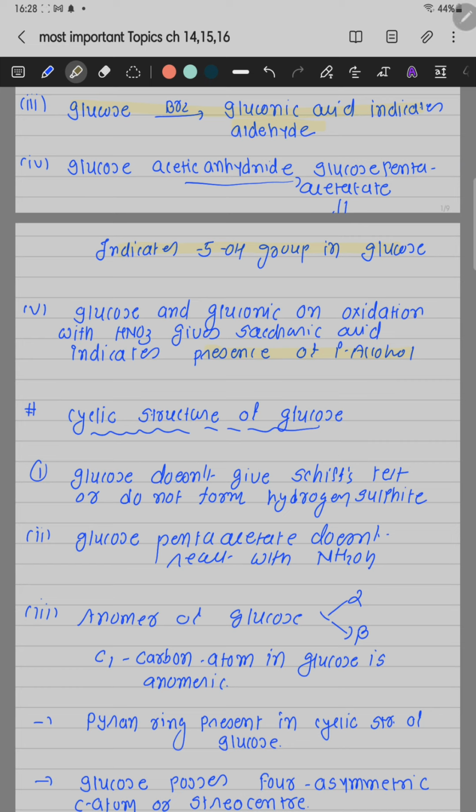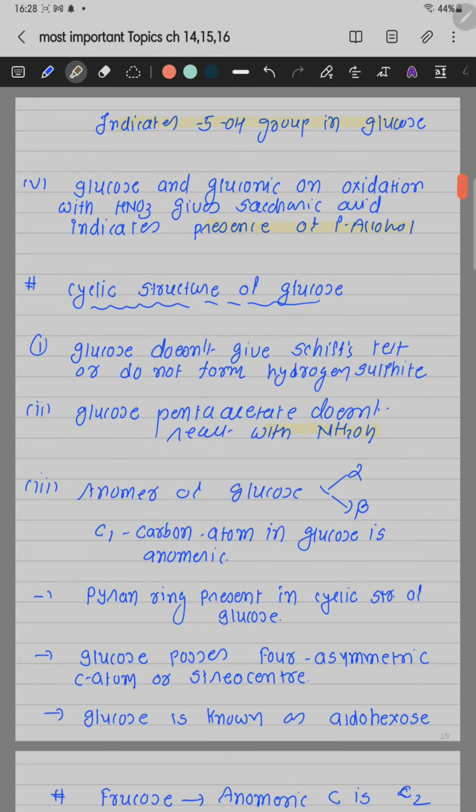First, glucose does not give the Schiff's base test and does not react with sodium bisulfite even though it consists of an aldehyde group. Glucose pentaacetate does not form oxime on reaction with NH2OH. And glucose forms anomers, the alpha form and the beta form. The C1 carbon atom of glucose is anomeric in nature.